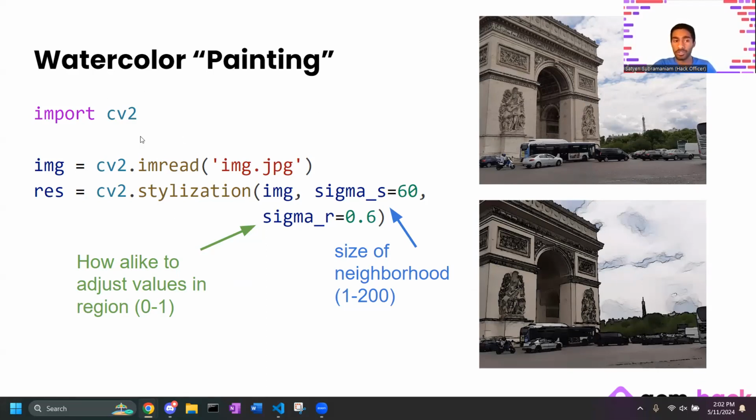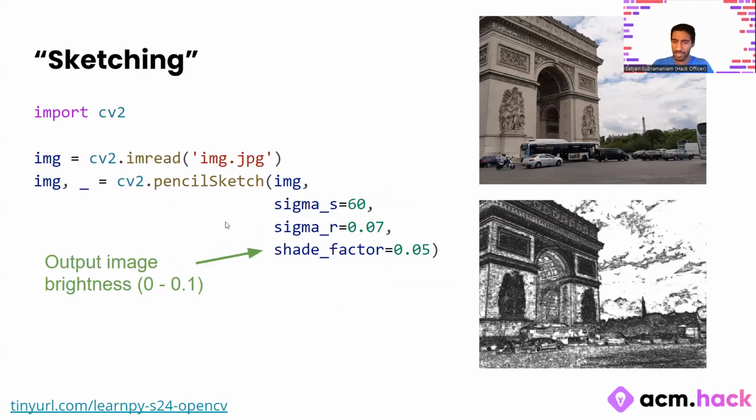So what that code would look like is first importing OpenCV, reading in the input image, which is the second line here, and then finally in the third line, just calling that stylization function. To do this, you pass in two parameters, and this is the meaning behind them. I won't talk too much on that, but if you're interested, you can look at the documentation.